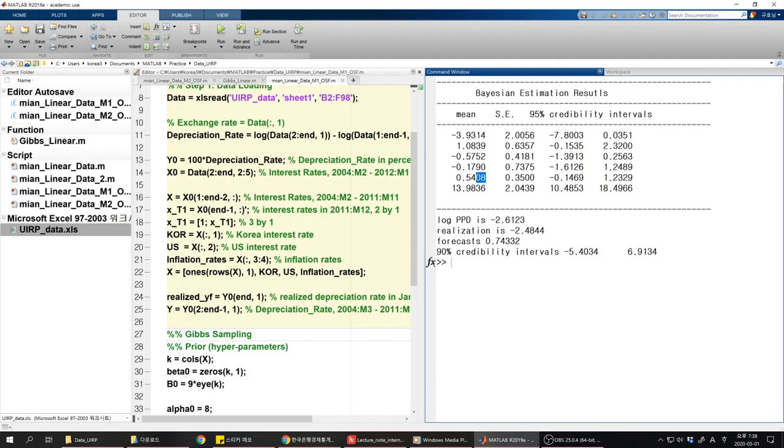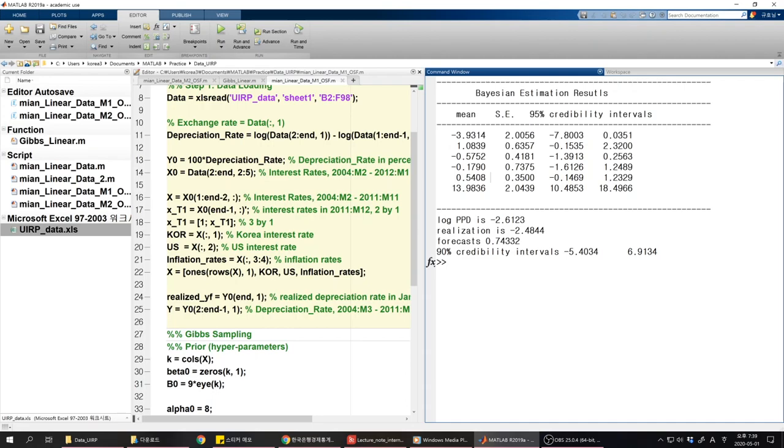These estimates are not quite precise, not quite reliable. This is positive and here is negative, but we can't simply say that the Korean inflation has a negative impact on the depreciation rate, because the credibility interval includes both negative and positive values. And same for the effect of the US inflation rates.